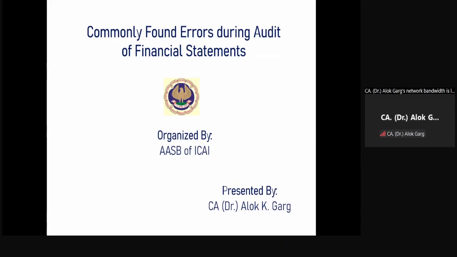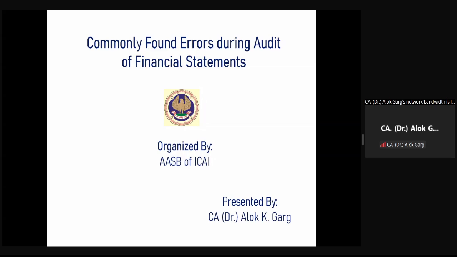If we talk about the management, management is largely responsible for the compliance of accounting standards. The auditor is responsible for the compliance of accounting as well as auditing standards. So we are going to discuss what are the kinds of errors which the auditor is getting, or what are the kinds of errors which regulators have seen while drafting or finalizing a financial statement. We'll talk about those commonly found errors.